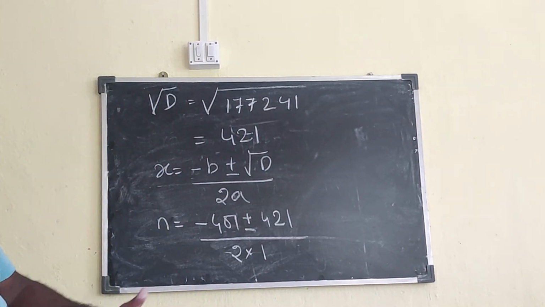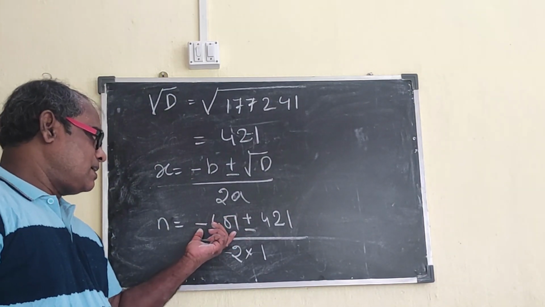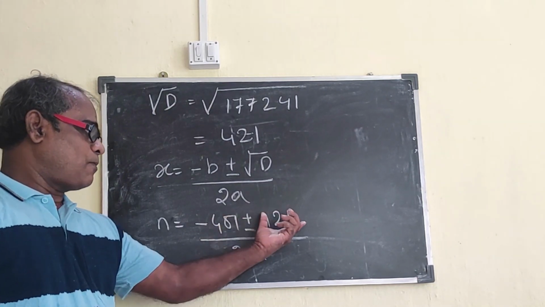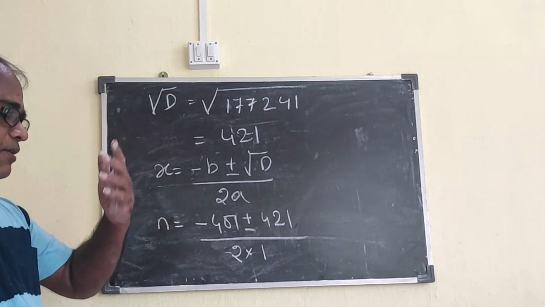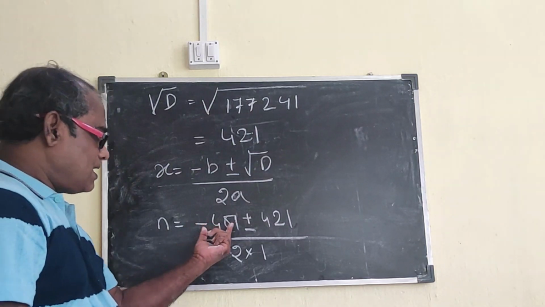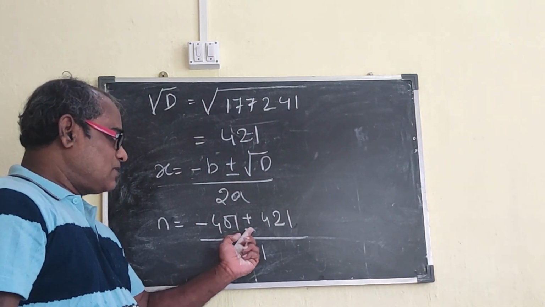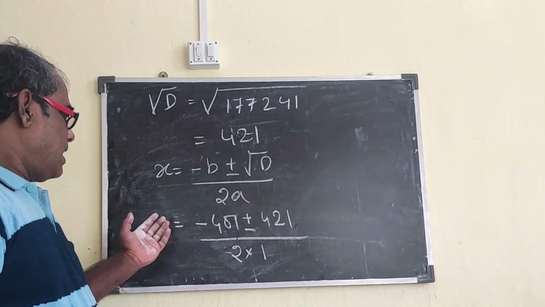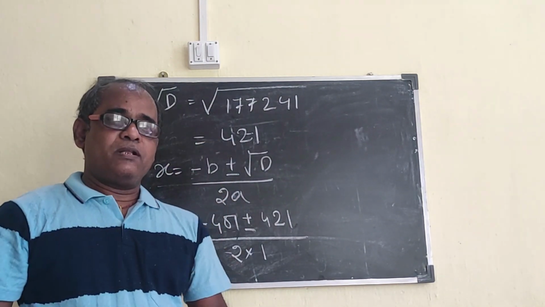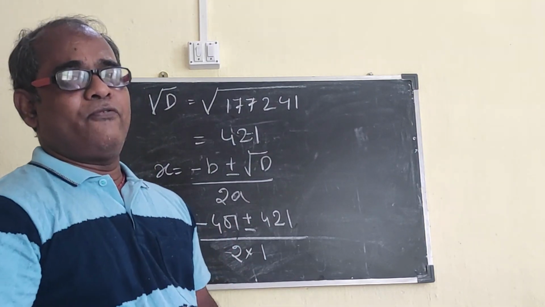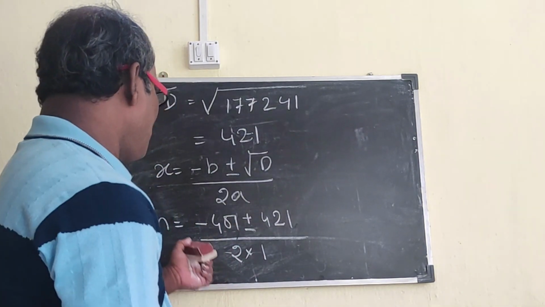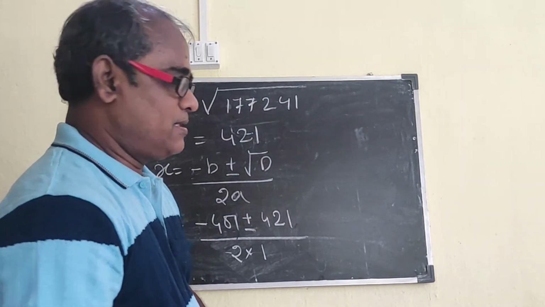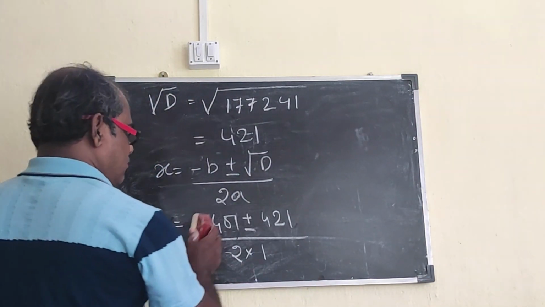Now we are getting two values. First value is minus 401 plus 421. In this you get the positive value. And the second value what we are getting is minus 401 minus 421, in which you are getting the negative value. So n is in terms of number of months. So we don't have negative values of number of months. So omitting the negative value of n, what we get will be the answer. But you have to write it down that one also.